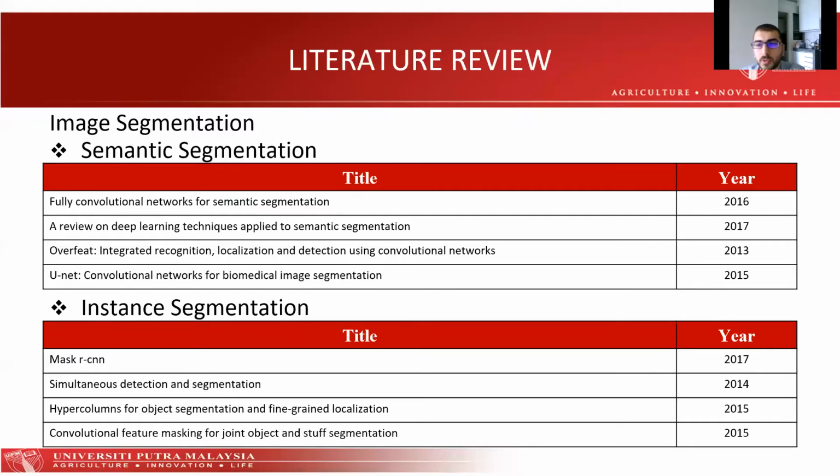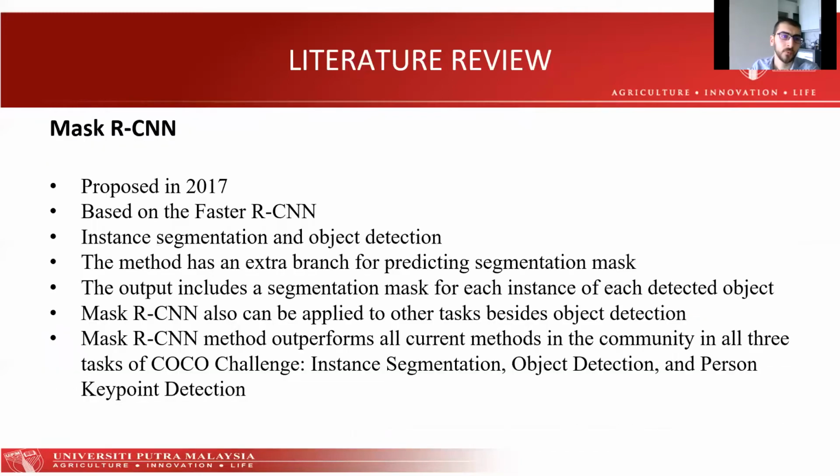Image segmentation, we have two approaches for image segmentation, semantic segmentation and instance segmentation. Semantic segmentation was proposed in 2016, and these are the papers working on this method. And instance segmentation was later proposed in 2017 with Mask RCNN.